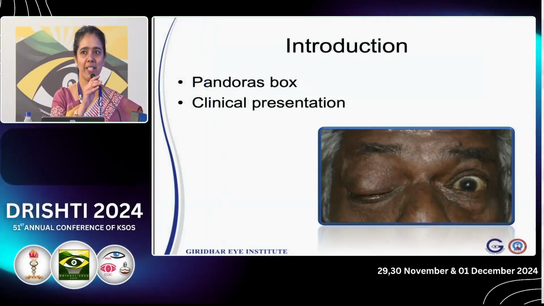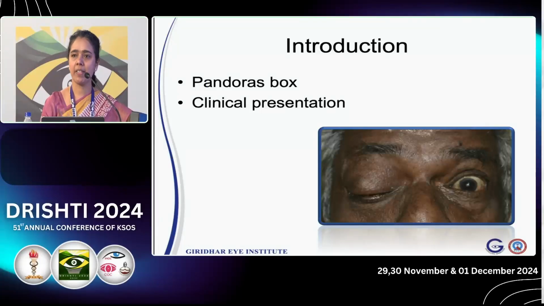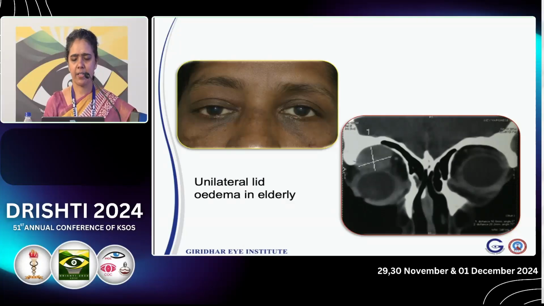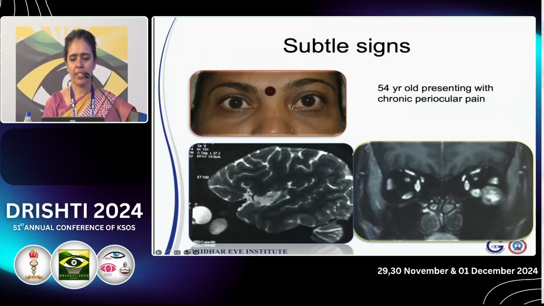See, orbital tumors, nobody will come and tell you I have got a tumor in the orbit, but at the same time in the lid they will come and tell you there is a tumor. So you can get a myriad of clinical presentations. That's the most important thing. And there are very subtle signs. If you look at her, she was roaming around with chronic periocular pain. So we treated with lubricants, then steroids, oral NSAIDs, probably ocular migraine, treated like migraine.